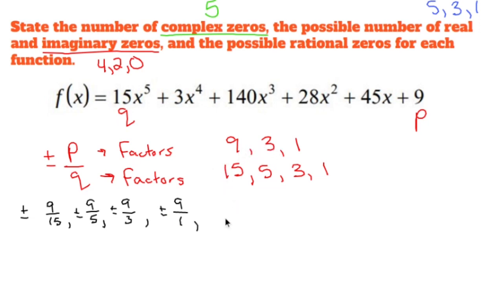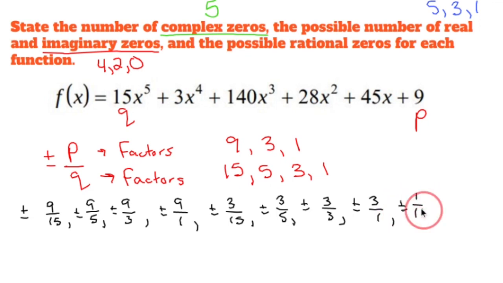If you're looking at this and saying, will we have 12 separate ones? Nope. When things simplify, we will have repeats and we'll get rid of the repeats. Now let's do plus or minus 3 over 15, plus or minus 3 over 5, plus or minus 3 over 3, plus or minus 3 over 1. Now let's do plus or minus 1 over 15, plus or minus 1 over 5, plus or minus 1 over 3, plus or minus 1 over 1. All right, so let's write these all out and get rid of the repeats.